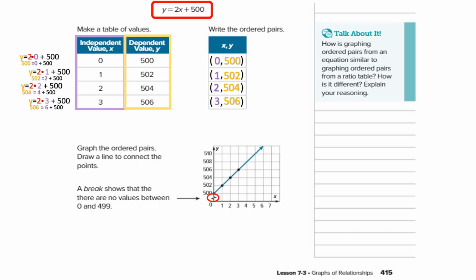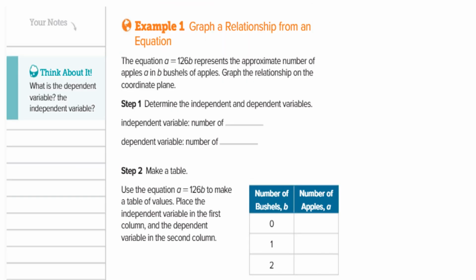So don't let that confuse you. So let's look at the first example which they give us. It says the equation A is equal to 126b. Now, once again, that is a coefficient touching a variable, which means multiplication. But that is the equation, that is the rule, that I'm going to use each and every time.